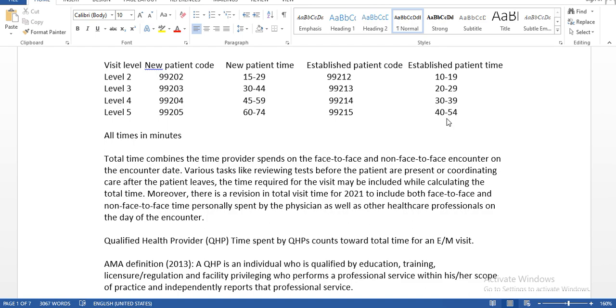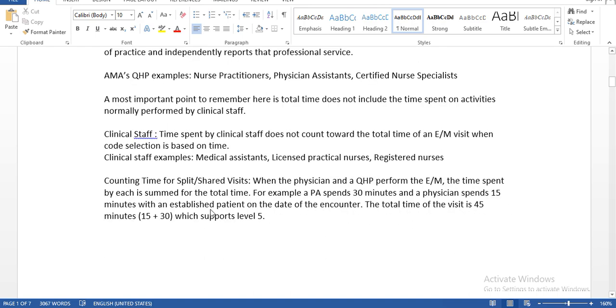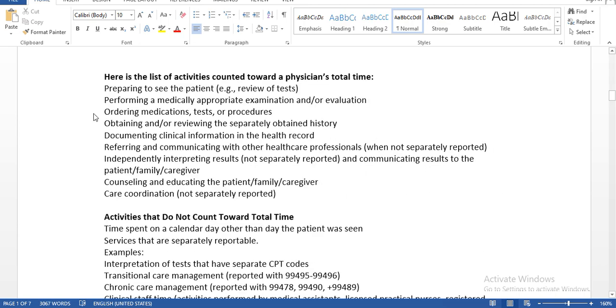Here we have combined the timing of the physician as well as the qualified healthcare professional. As per the AMA, we can count the QHP's timing while coding E&M using time. See here, as it is an established patient and total time is 45 minutes including 30 plus 15, it supports level 5. Here we have some tips.